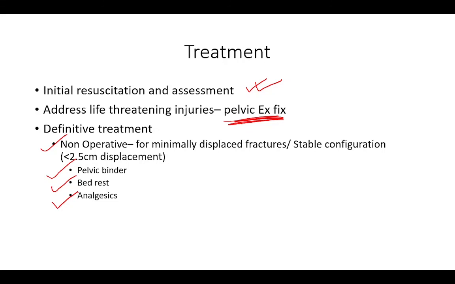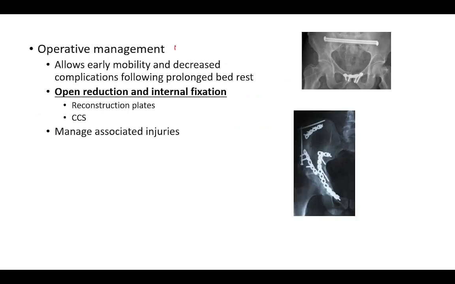Fractures which are considered for non-operative management are minimally displaced fractures, fractures with stable configuration. Operative management allows for early mobility and decreased complications following bed rest. This can be done by open reduction and internal fixation using either reconstruction plates or cannulated screws, as you can see here. We should also be able to manage associated injuries like to the bladder, to the bowel, etc.